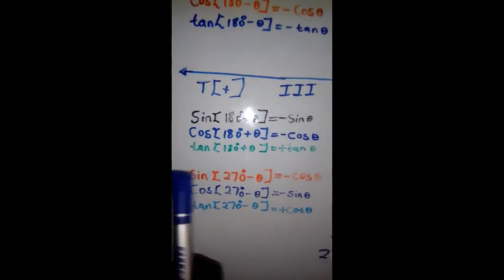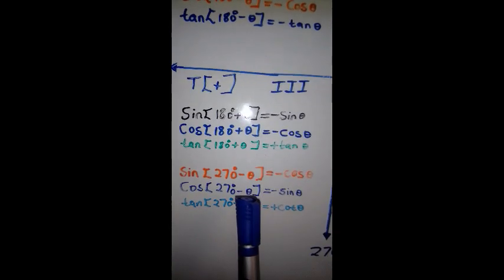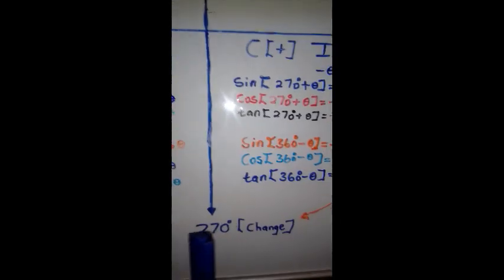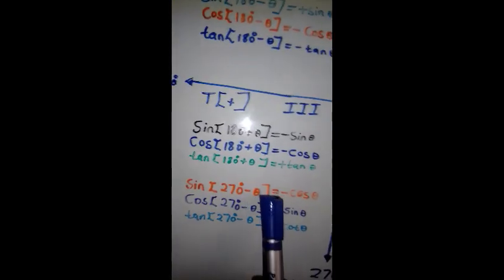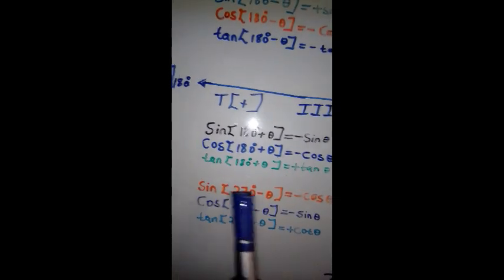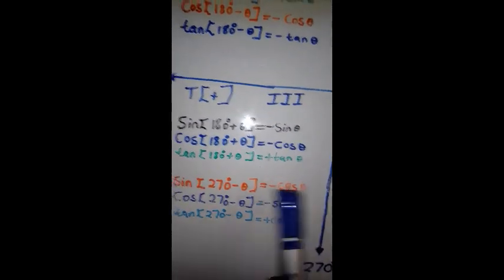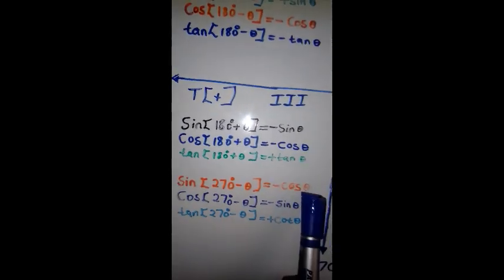Sine is negative, so it's going to be negative. 270 minus theta means what? 270 means change, so it's going to be negative because it was sine. It's going to be negative cos theta because sine changes to cos.